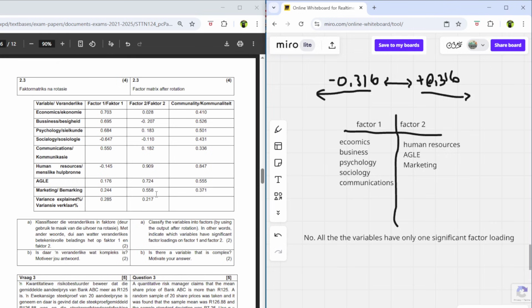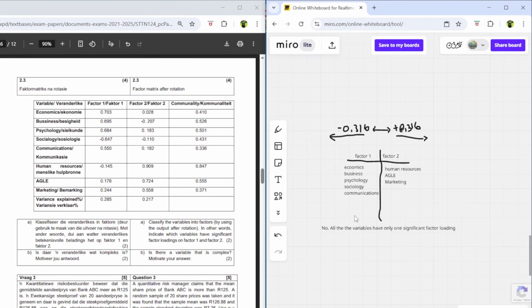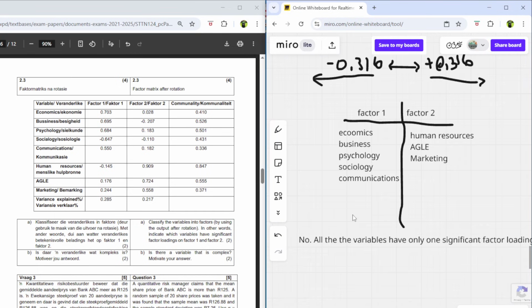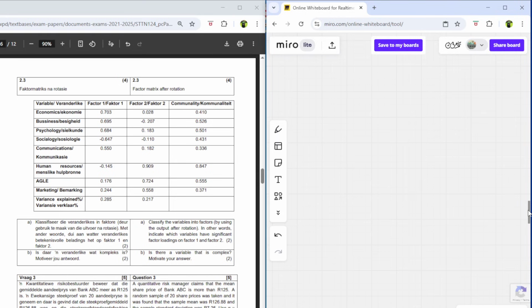One of the easiest study needs, by the way, so make sure that you go through that and understand it a little bit better. Right, now question 3. Question 3, we go to question 3 now.